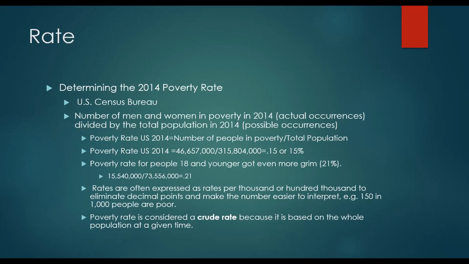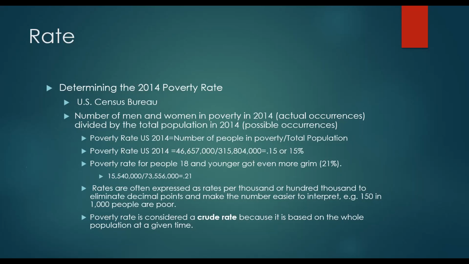Again, if you're looking at that frequency table, I'm saying 18 and up higher in the chart, right? 18 and younger. So I've got 73 million that I'm comparing against, and there's 15,540,000 that qualified or that fell in that being in poverty. And so that gives me a 21% poverty rate for those 18 and younger.